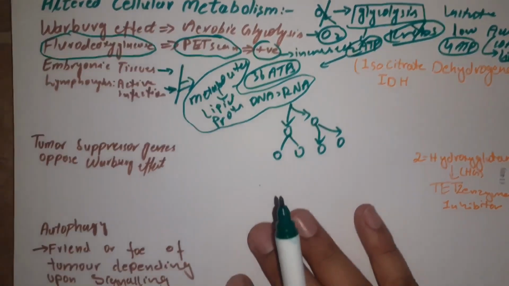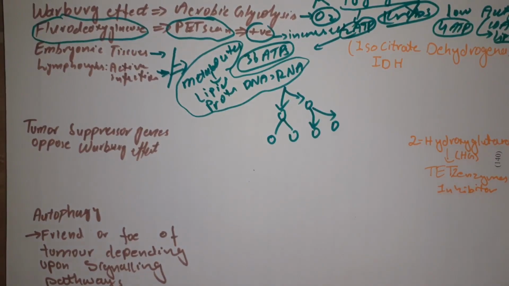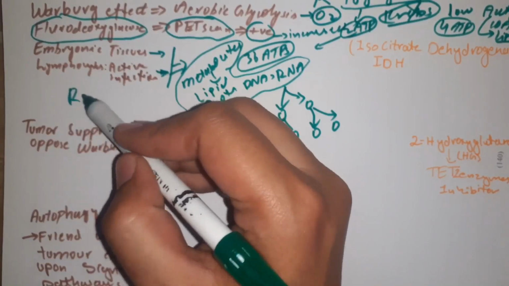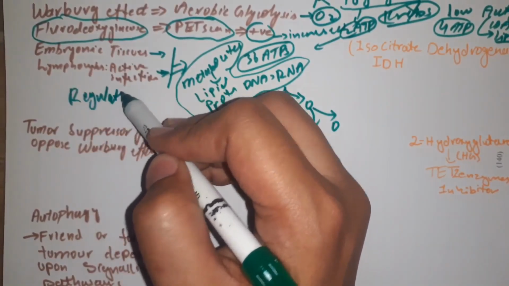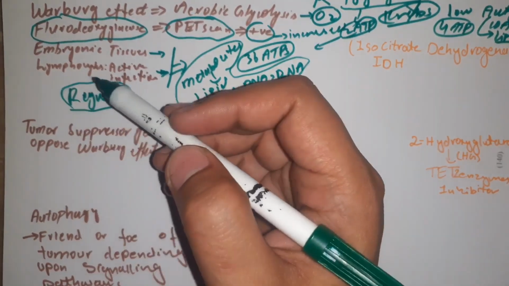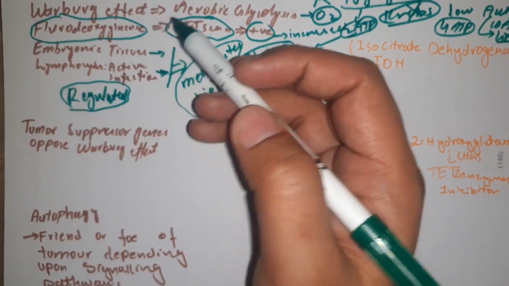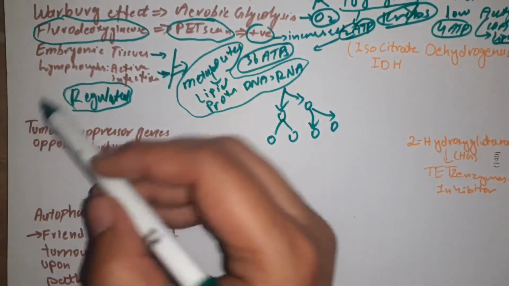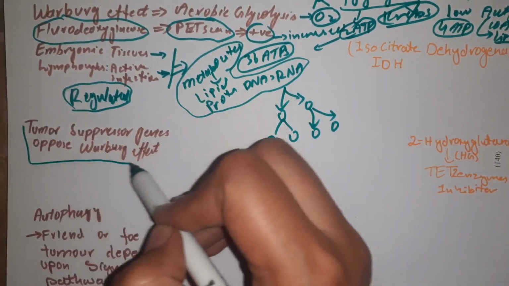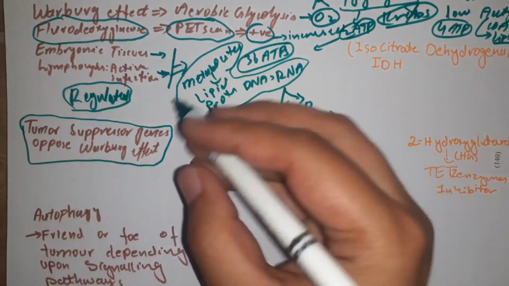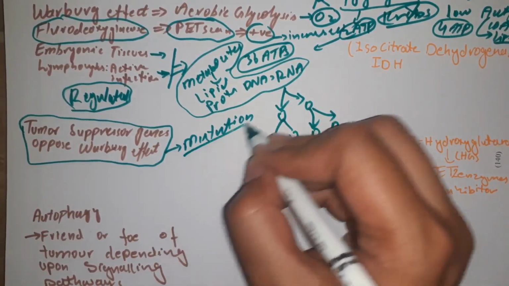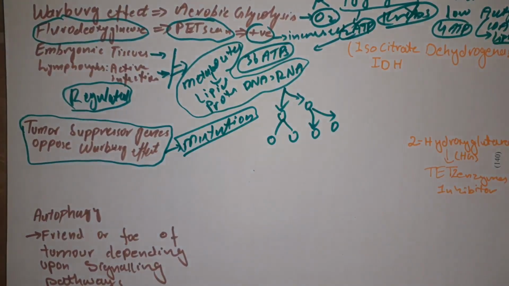Now, in normal cells, for example in embryonic cells and in lymphocytes, this process of Warburg effect is regulated. Cells rely on aerobic glycolysis only at the time of need. When need is over, this process shuts down. However, in tumor cells, there is no proper regulation, and this Warburg effect continues. Usually, tumor suppressor genes oppose the Warburg effect. However, we know that in cancer cells, tumor suppressor genes are mutated. So when there is a mutation, there will be no opposition to the Warburg effect, and tumor cells continuously rely on this pathway and continue to divide.